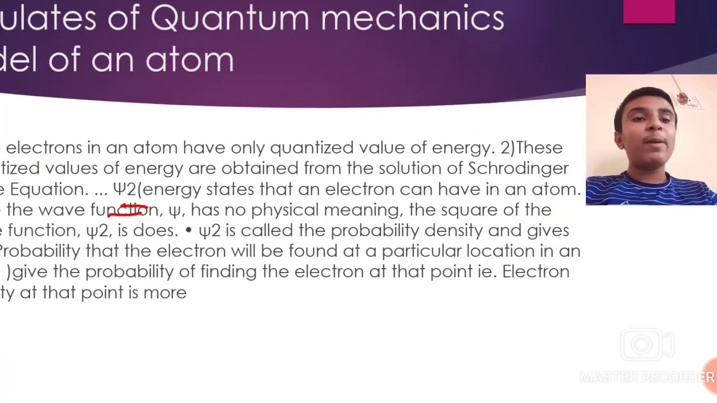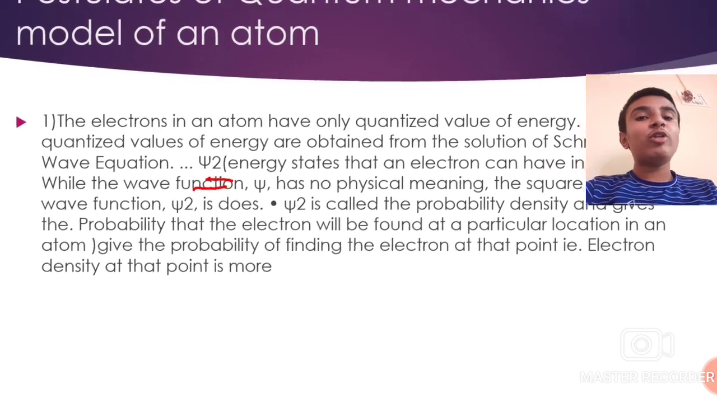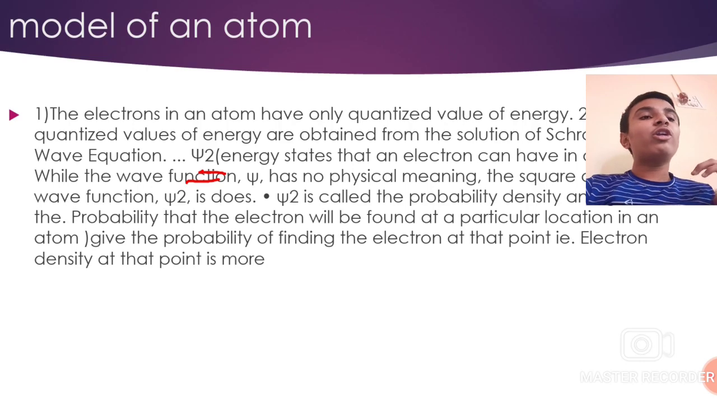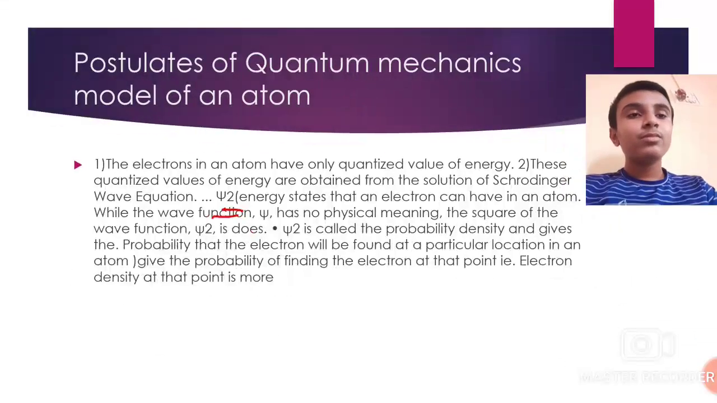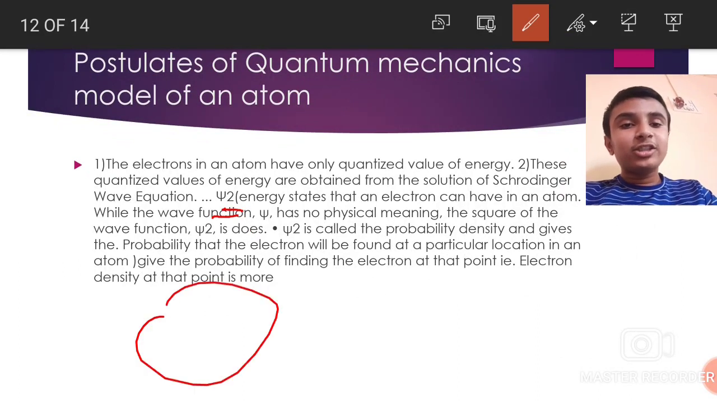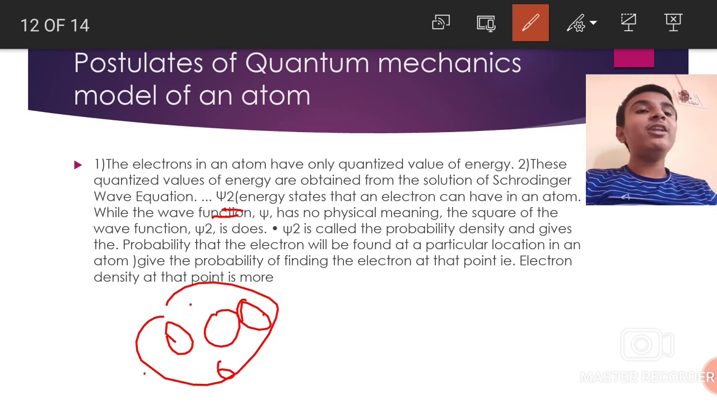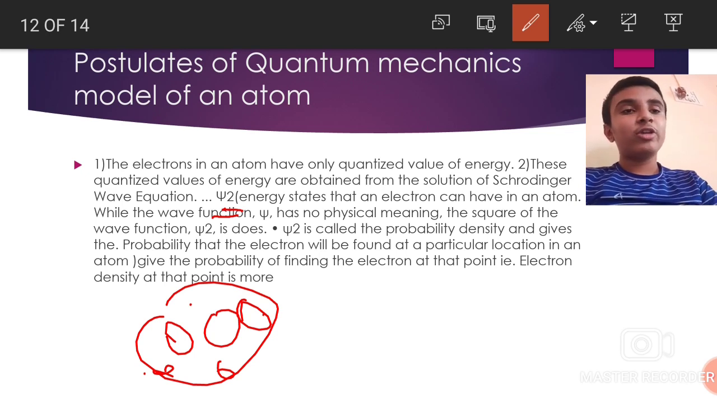The square of the wave function is called the probability density and gives the probability that the electron will be found at a particular location in an atom. This tells us there is a probability to find an electron here, or here. This is the nucleus. It can be here, it can be here. It tells us about the probability of finding the electron at that point. That is, the electron density at that point is more. Where it is to be found, the density of the electron is more there. Okay.